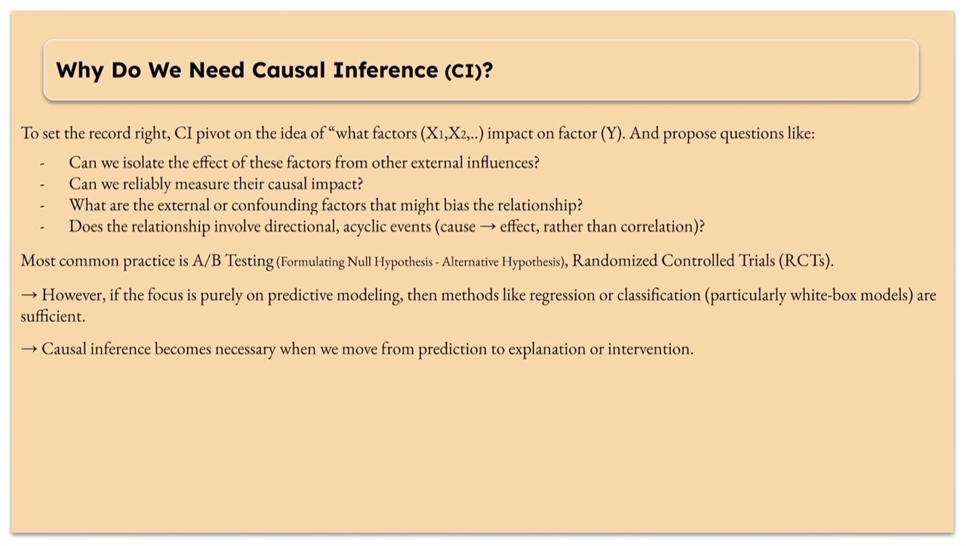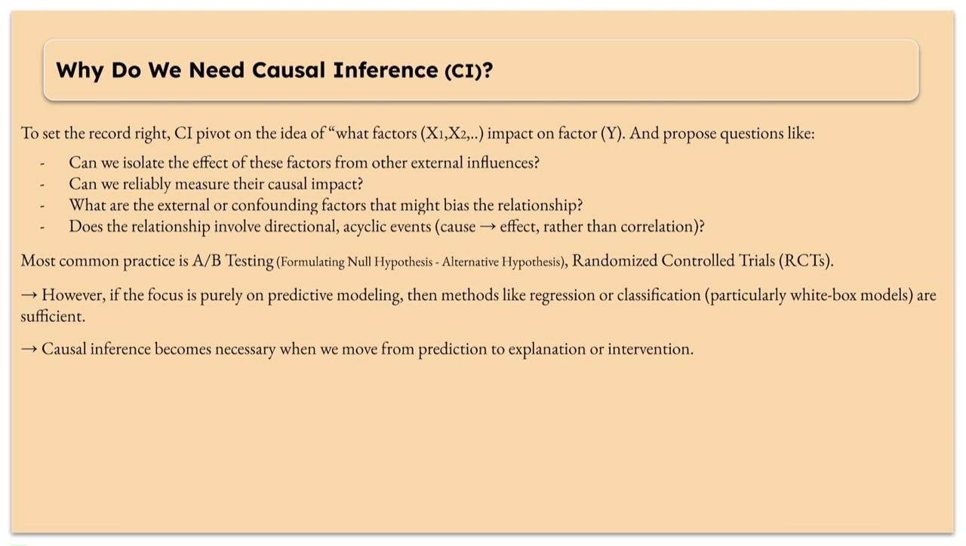Most common practice is A/B testing by formulating null hypothesis and alternative hypothesis. And still another valid practice is using randomized controlled trials, RCTs for short. This one, the RCT, helps to avoid confounding. Then, if the focus is purely on predictive modeling, then we can go with traditional machine learning models like regression, classification, and their methods. And it will be more than sufficient.